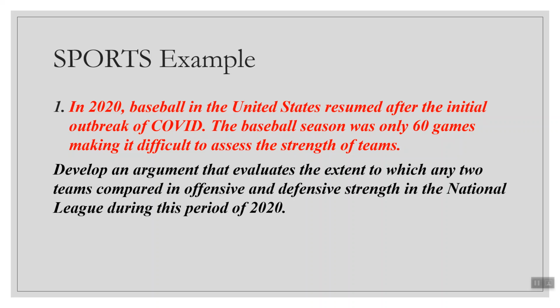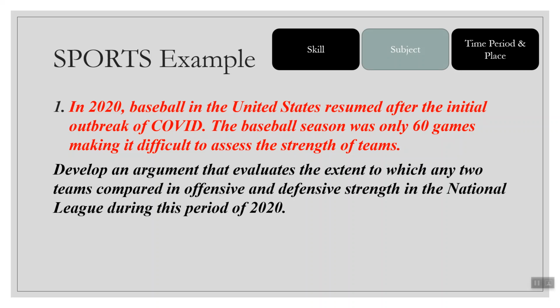So in 2020, baseball in the United States resumed after the initial outbreak of COVID. The baseball season was only 60 games, making it difficult to assess the strength of teams. Develop an argument that evaluates the extent to which any two teams compared in offensive and defensive strength in the National League during the period of 2020. So I know this is baseball, but I phrased it in a similar way that they do the history stuff, just so you can kind of get an idea on something you already know if you know baseball. If you don't know baseball, I don't know, go watch Heimler's video on thesis or something.